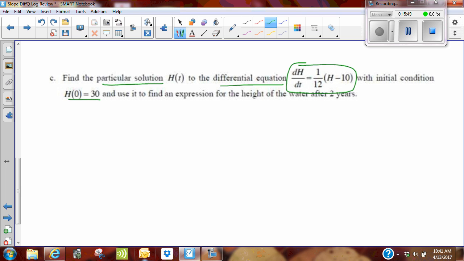But if you were just to start this problem, separating the variables, what would that look like? H minus 10. I would probably leave that 1/12 over there with the dt because it just keeps that natural log a little bit cleaner over here.